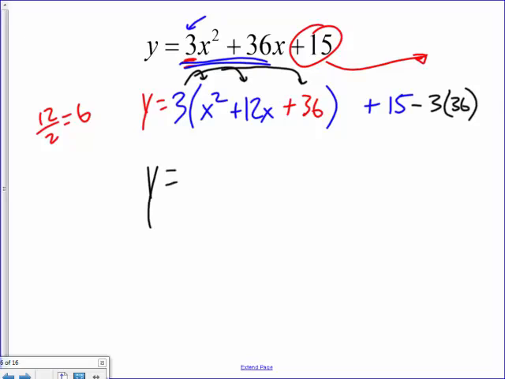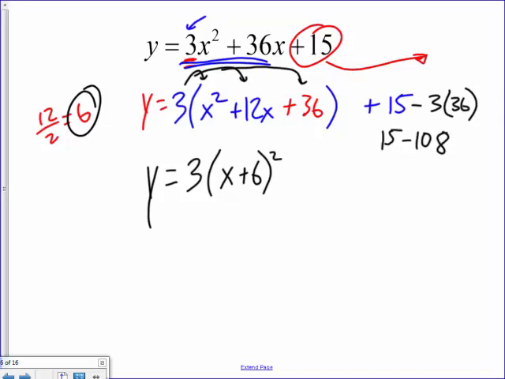All right, so now let's write. Got my 3 out front, and this perfect square trinomial is going to factor into what? x plus, remember that half of b, 6 squared. And then over here, well, what is 36 times 3? 108, and 15 minus 108 gives us negative 93. So there we go. We'd have a vertex of negative 6, negative 93, and this guy also has a vertical stretch of 3 in this case. So that's where you've got to be careful.